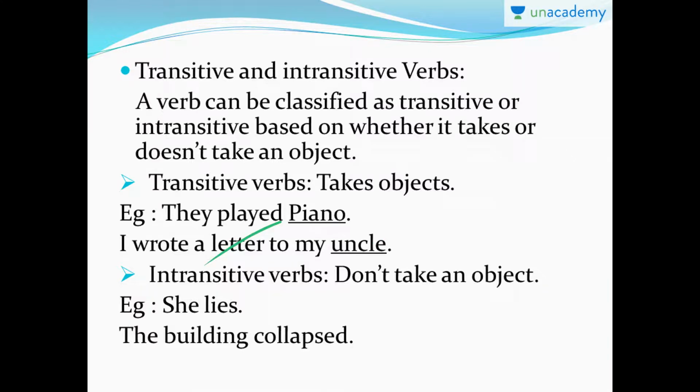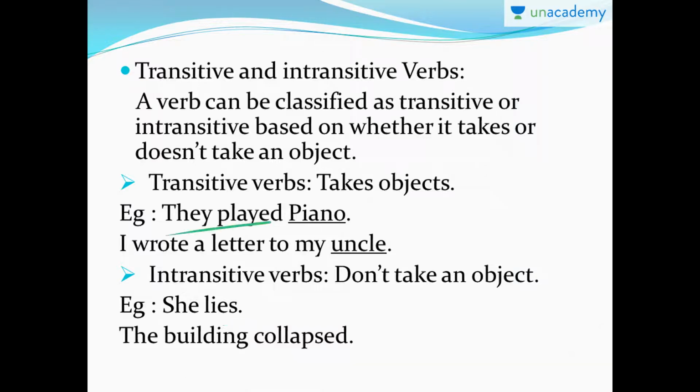Okay, now what are intransitive verbs? Intransitive verbs are the verbs which do not take an object. For example, she lies. She is a subject, lies the verb. There is nothing after that. You don't even have to add anything to it. I can just end the sentence with saying she lies, and that makes complete sense. Correct? So lie is one such verb that is intransitive in nature. That means it does not need an object in order to make itself clear.